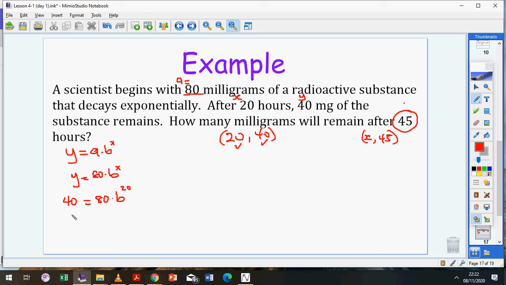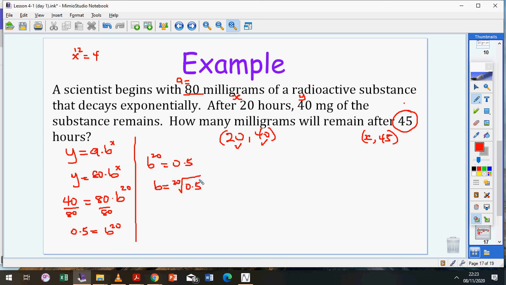Divide by 80, divide by 80, so I end up with 0.5 is equal to B to the power 20. If I want to find B, it's just as if you have X squared equals 4 and you want to find X, you take the square root, right? Well, if it was power 12, you take the 12th root. And since it is power 20, I'm going to take the 20th root. So since B to the power 20 equals 0.5, B is going to be the 20th root of 0.5.